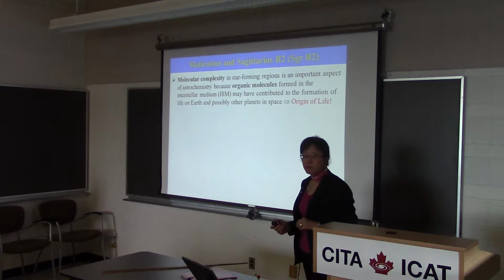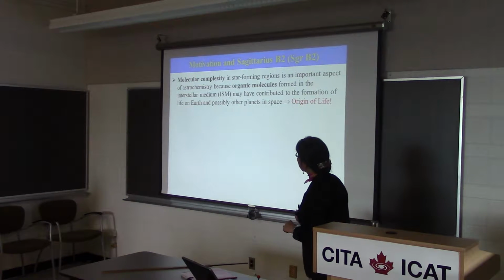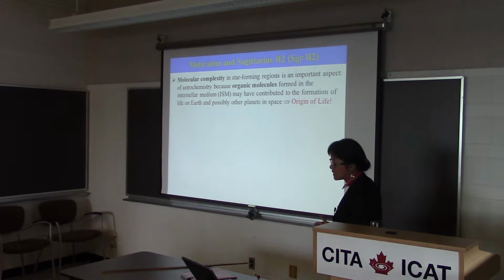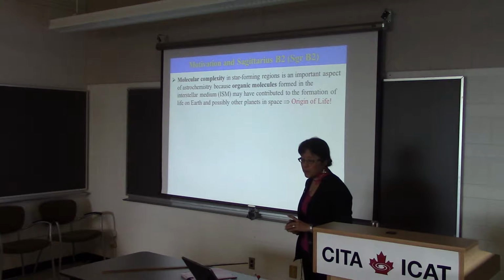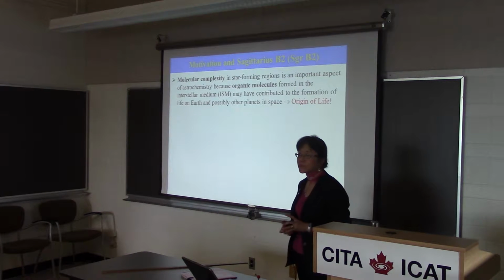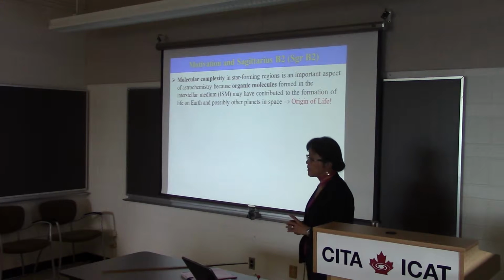A few words about the motivation. The molecular complexity in star-forming regions is an important aspect of chemistry, because organic molecules are formed in the interstellar environment and may have contributed to the formation of life on Earth and possibly on other planets.